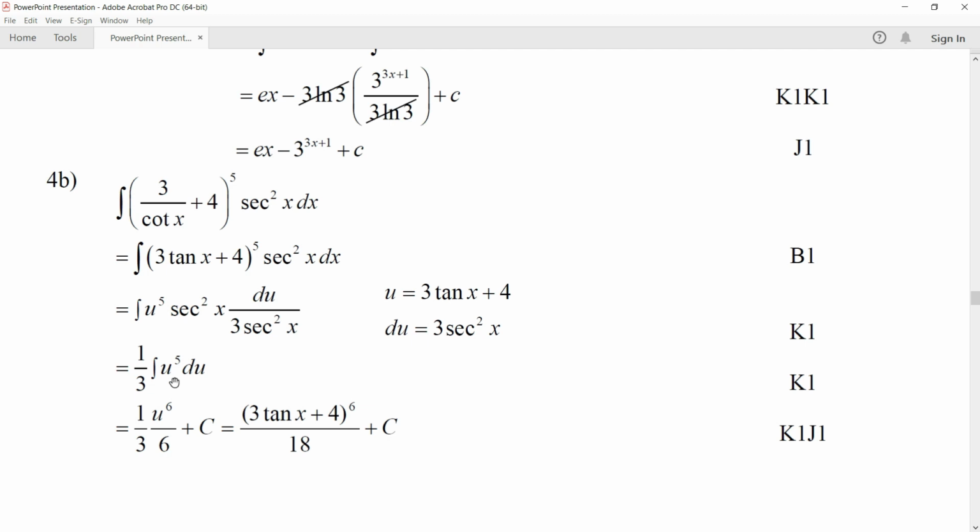So you integrate u to the power of 5 with respect to u, you will get 1 over 6, u to the power of 6 over 6. This is 1 mark. Okay, finally you replace back u with 3 tan x plus 4. Like this is another 1 mark. It's the final mark, yeah.